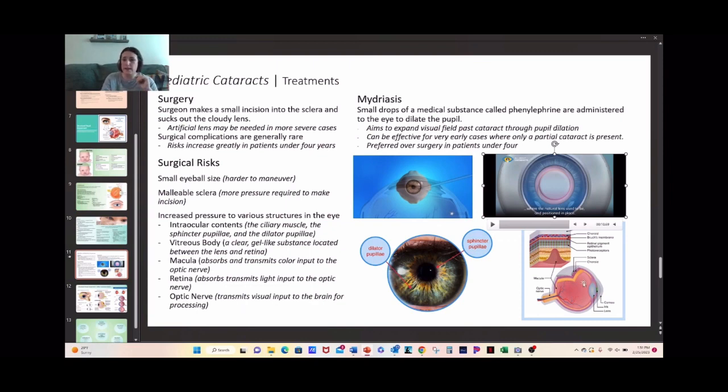The vitreous body is here, which is kind of like a pocket of clear gel-like fluid. The purpose of the vitreous body is that it maintains the structure of the entire eye, but the liquid inside of it also aids in filtering light and color input that passes through to the retina and the macula.